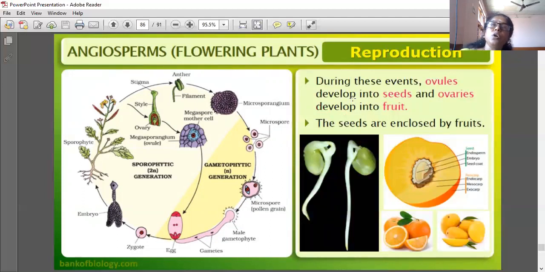So during this event, the ovary is converted into fruit and the ovule is converted into seed. This is the fruit.